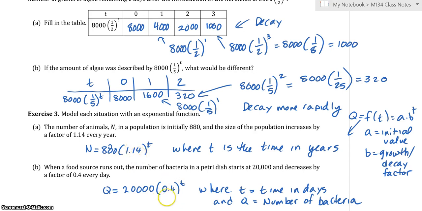But if this is a fraction, a proper fraction, less than 1, then this is going to be getting smaller and smaller and smaller, like the 1/2. So this will be a growth since b is bigger than 1. And this is going to be a decay since b is smaller than 1.